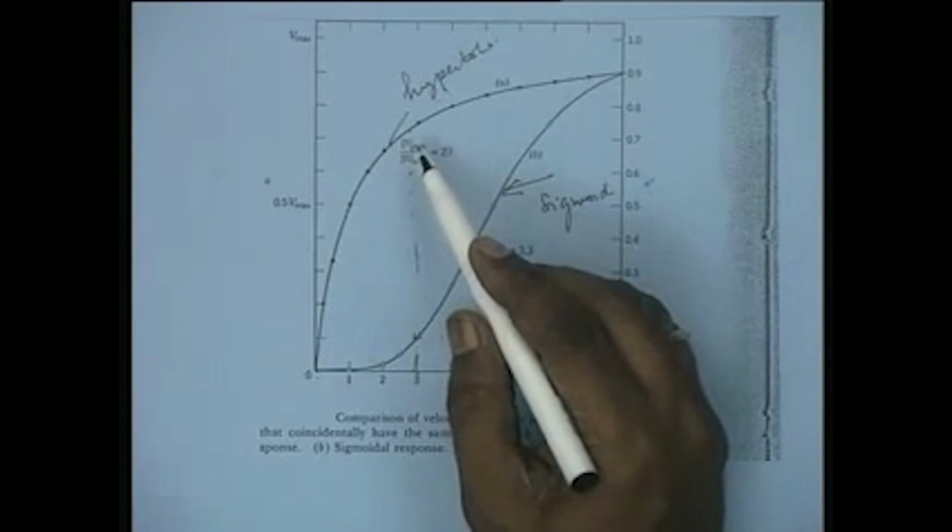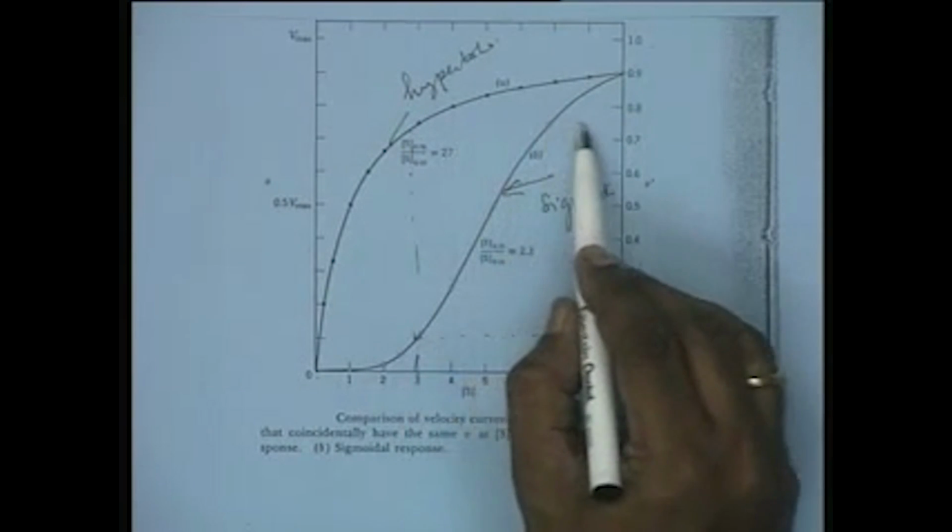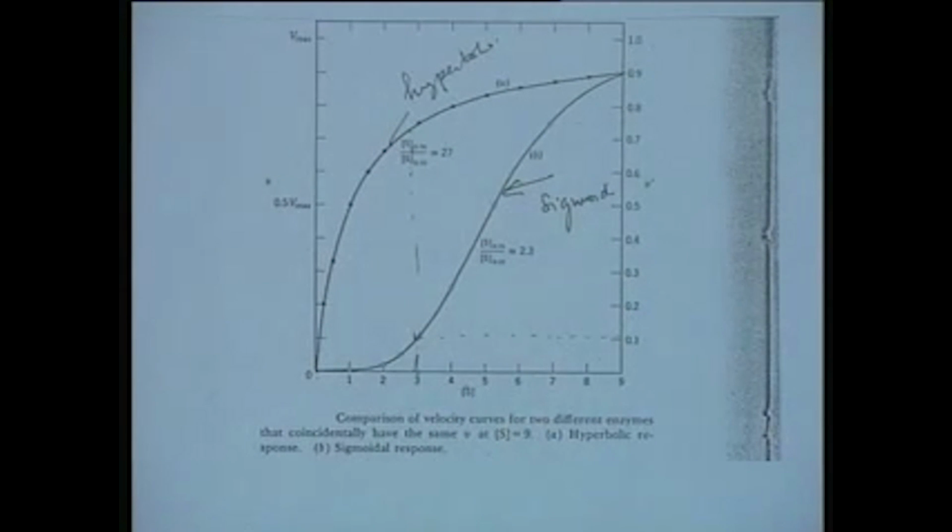Whereas in the case of saturation kinetics or hyperbolic kinetics, the reaction velocity can reach almost 75% of the saturation value, a very high level. That means at a very small change of concentration, the reaction velocity can be very high.